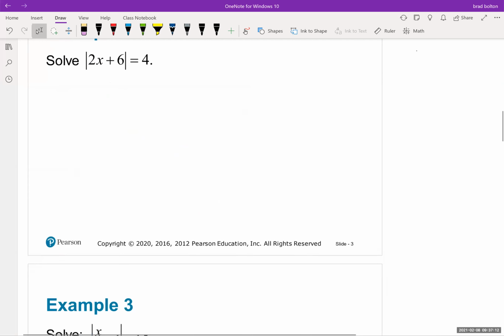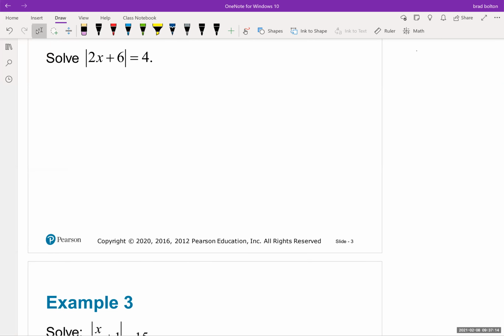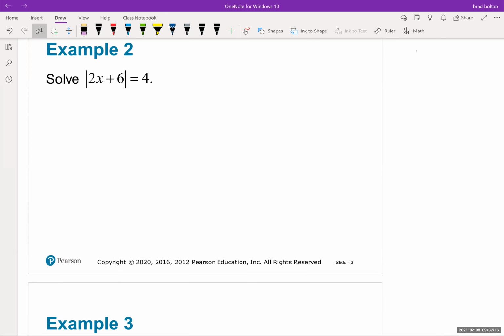So let's take a basic problem like this, the absolute value of 2x plus 6 equals 4. So here's how I want you guys to solve it when you're taking my tests and you have to show your work on exam day. This is what I expect to see. If you do it differently, I'm not going to grade it the same. So please do it this way.